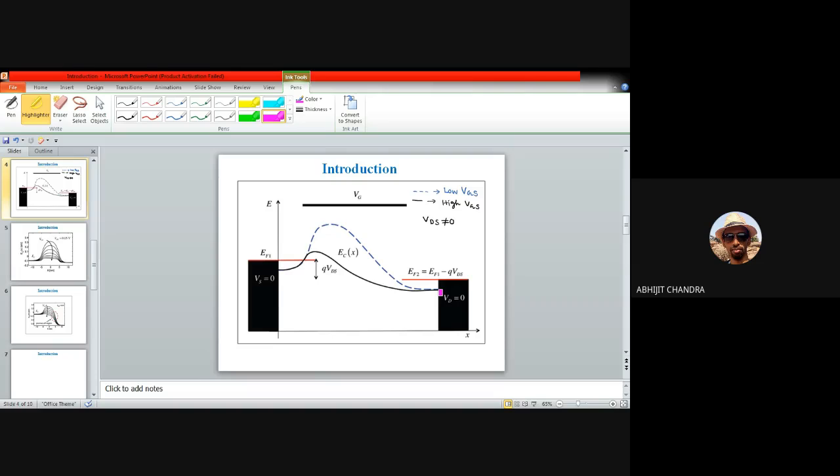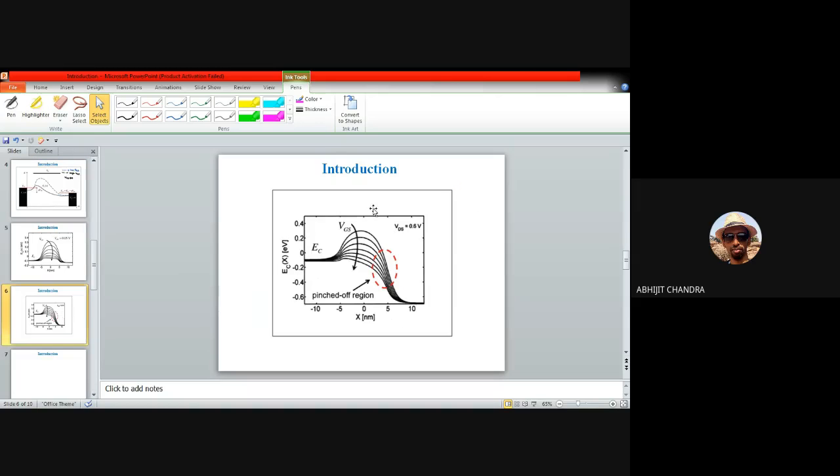And under this condition, there is no channel existing between the source and the drain, and the corresponding current is almost zero, which is known as a leakage current. Now, as you go on increasing the value of VGS, then what happens? The corresponding barrier potential is reduced, and a point will come when the electrons can find sufficient energy to cross this particular barrier potential, and it can come over here.